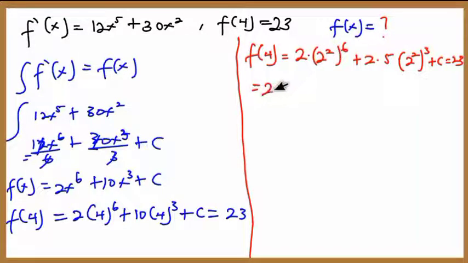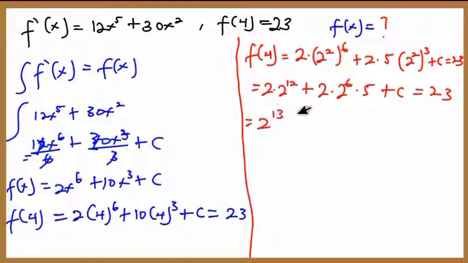So we have this one to be 2 times this one becomes 12, so 2 times 2 to the power 12 plus 2 times this 2 becomes 6, so 2 times 2 to the power 6 times 5 plus c equals 23. So this one becomes 2 to the power 13 plus this one becomes 2 to the power 7 times 5 plus c equals 23.